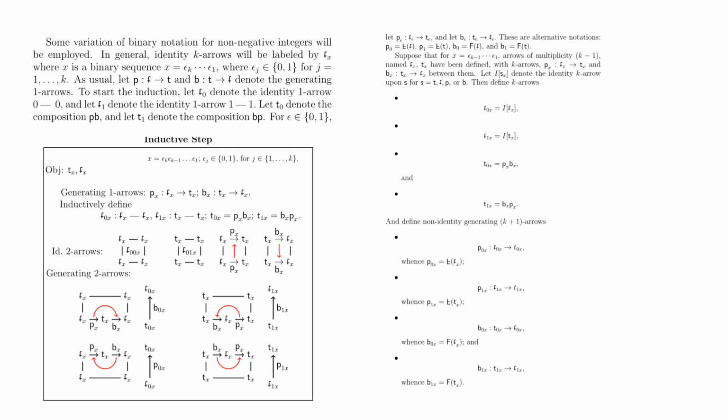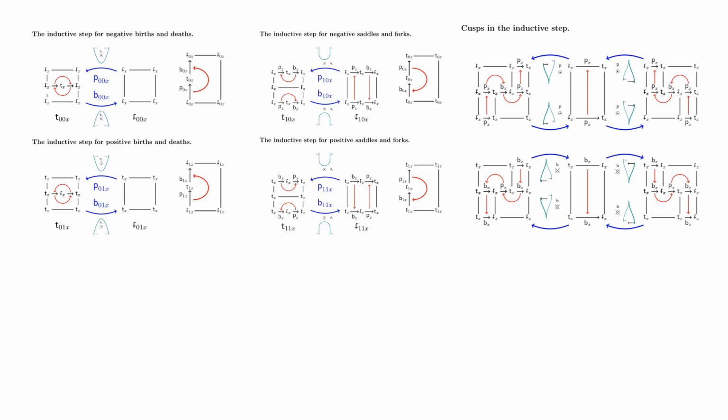And over on the right-hand side, F is an identity: if the first subscript is a 0, it's the identity on F of x, and if the first subscript is a 1, then it's an identity on T. The T0x is PxBx, and the T1x is BxPx, and then you define those generating arrows of higher order as P's and B's of higher order, and this is what the situation looks like. So you just do this, okay?